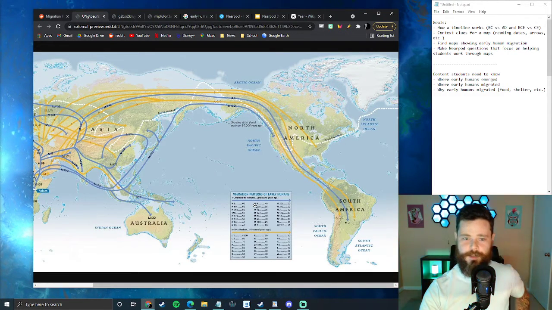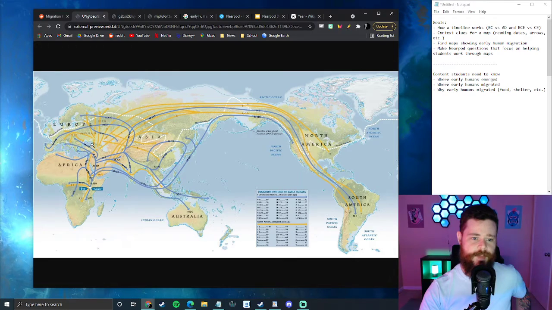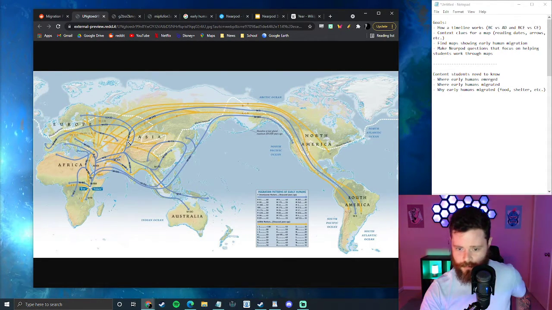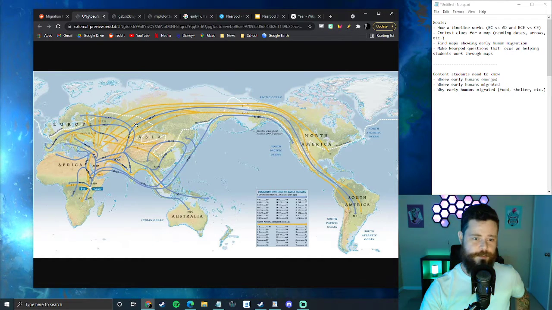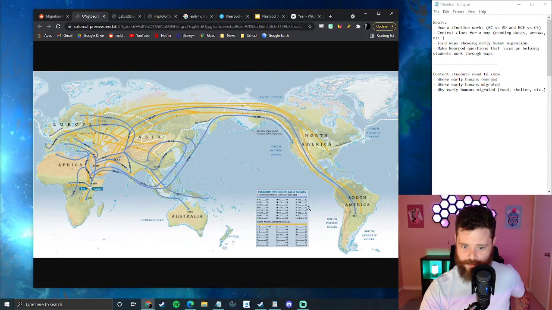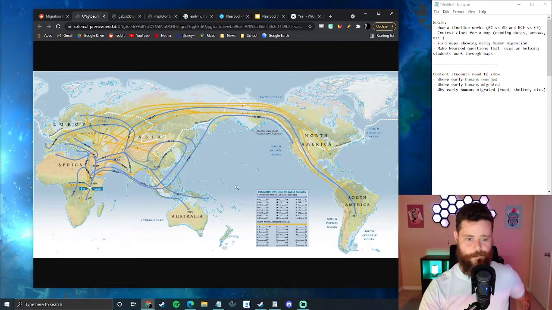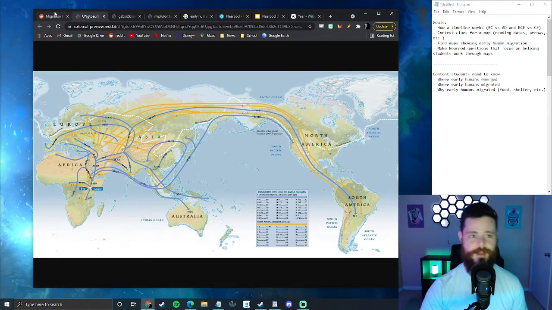That's pretty interesting, actually. So they're maybe not labeling the actual years on the map itself, but when you take this, like M242, and you find it over here, that would be about 20,000 years ago. That actually is pretty interesting.